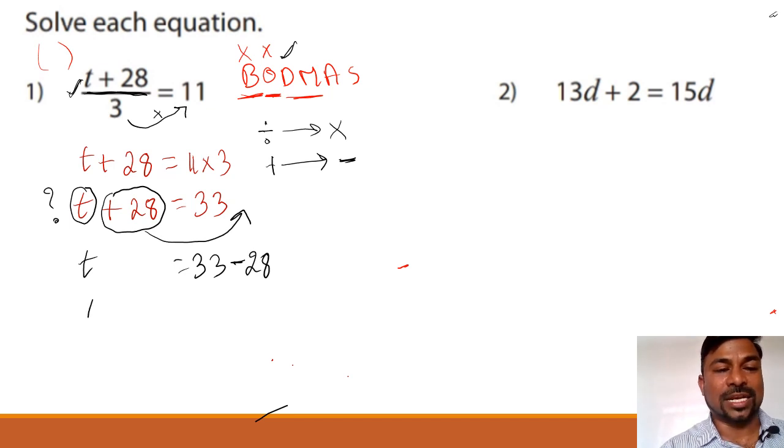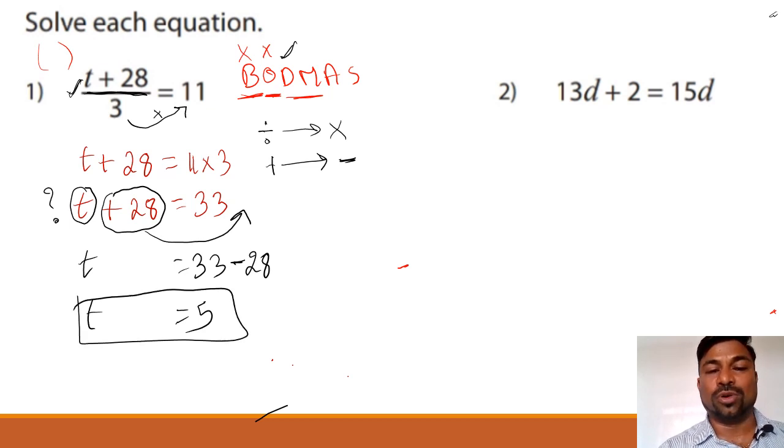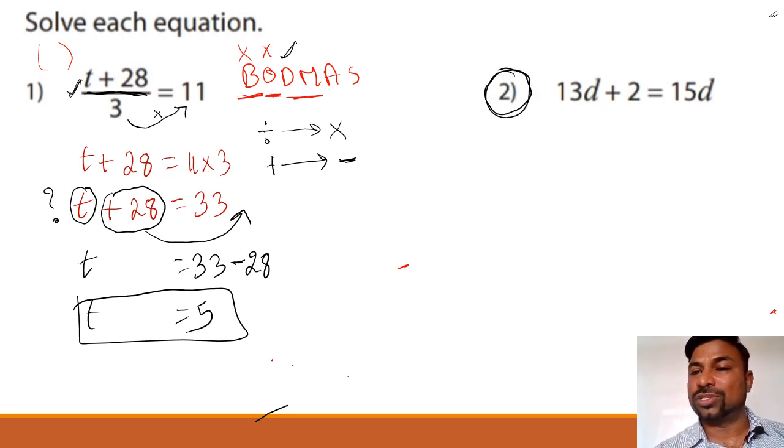So what's the answer now? t equals 5. We got the answer of t as 5. What is the value of t now? What is the unknown now? It's nothing but t is equal to 5. Okay, let's get to the second question. We are going to use the second question now.